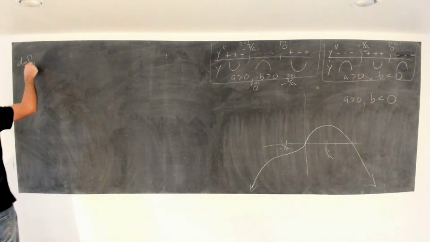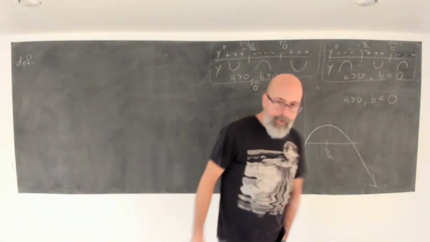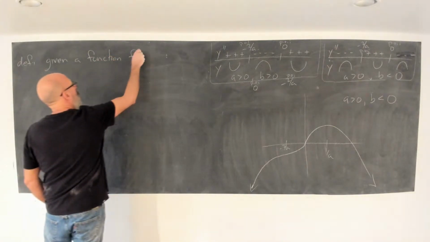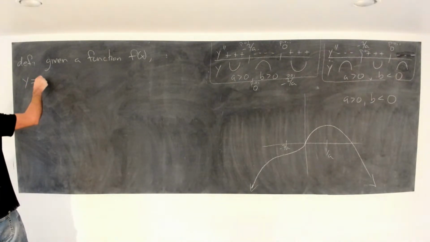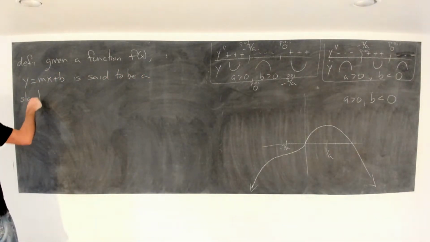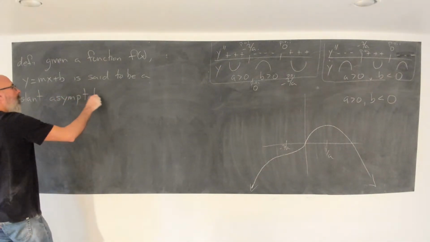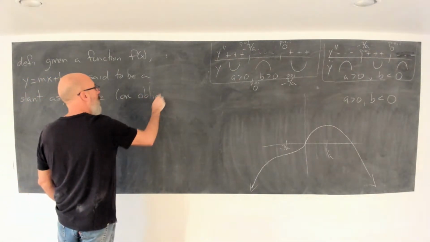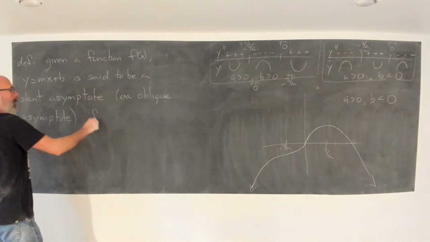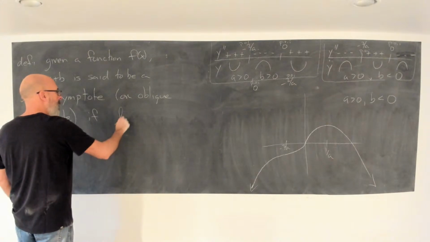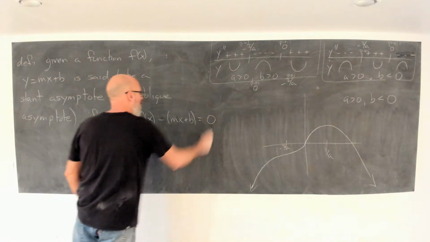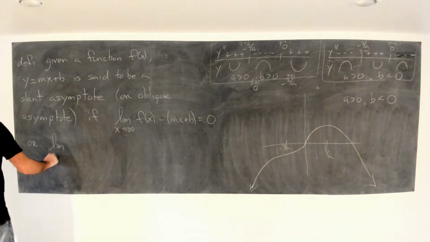Moving on. Definition. Given a function f, y equals mx plus b is said to be a slant asymptote, or sometimes called an oblique asymptote, if the limit as x goes to infinity of f of x minus (mx plus b) equals 0, or the limit as x goes to negative infinity.